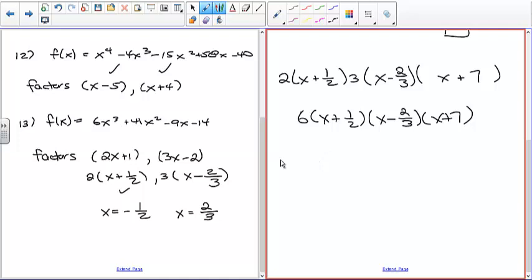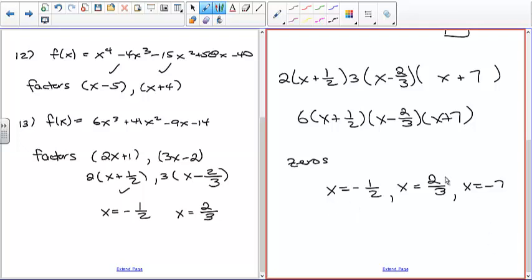The zeros are going to be x equals negative 1/2, x equals positive 2/3, and x equals negative 7. What values of x make these go to 0? X plus a half equals 0, x equals negative 1/2. Okay, so those are the zeros.